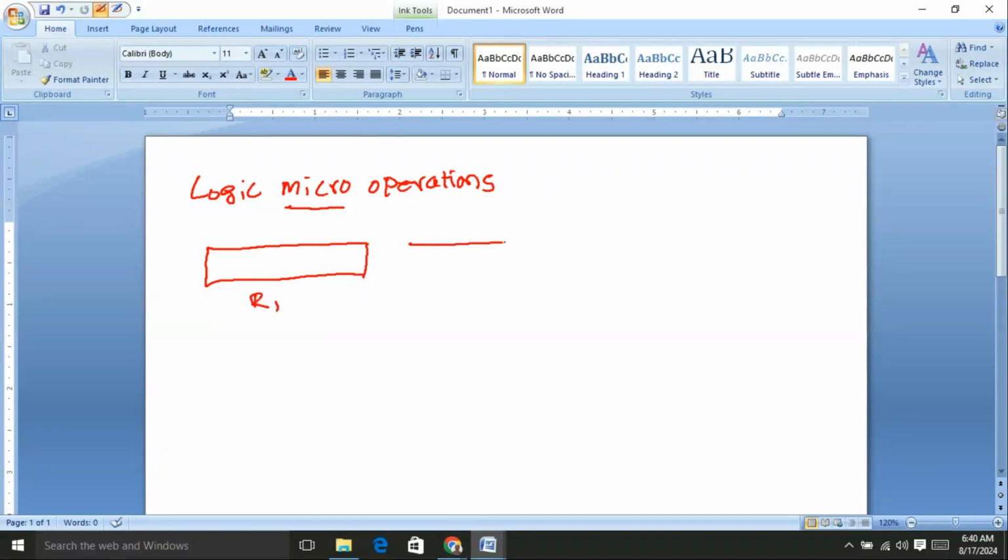Let us consider an example: this is the register R1 and this is the register R2. The content of the register R1 is, let us consider, 101. We know that the data within the registers are stored in binary form. The content of the register R2 is 110. So the micro operation is an elementary operation which is performed on the data stored within the registers. For example, I am going to consider R1 and R2.